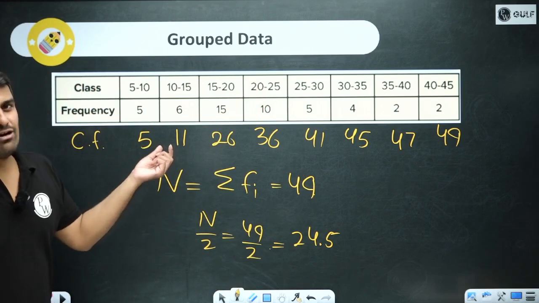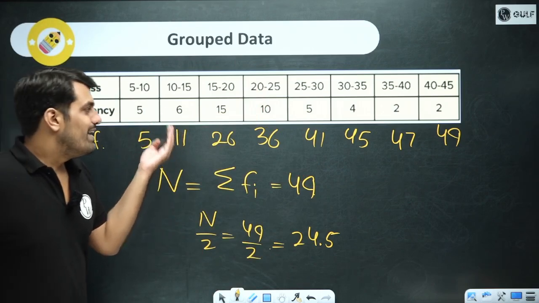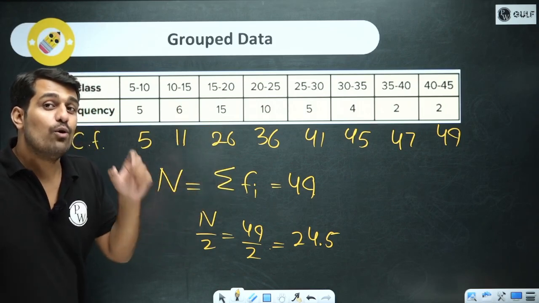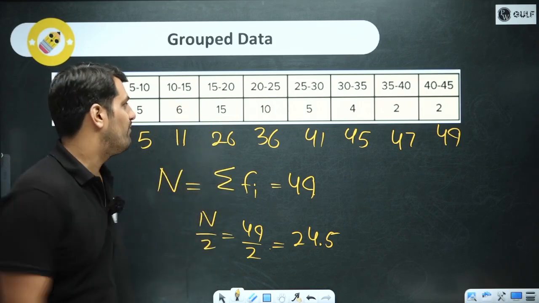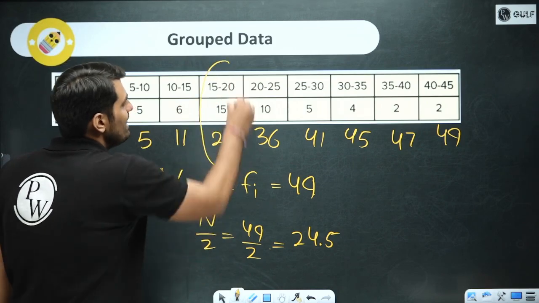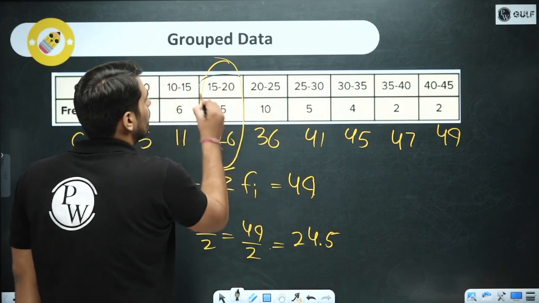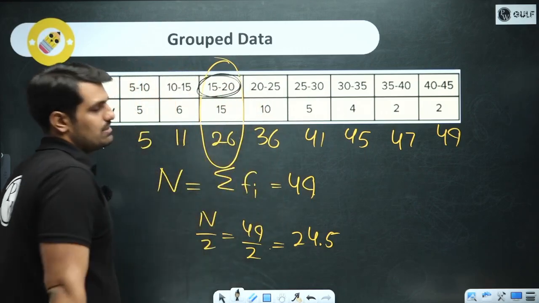Obviously, in 11, you cannot find. 11 is very small. So next thing is 26. So 24.5 is less than 26. So obviously, which one would be containing 24.5? So this thing will be containing 24.5, and over here, this group 15 to 20 is our modal class.